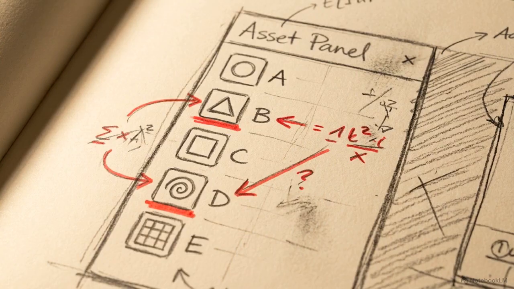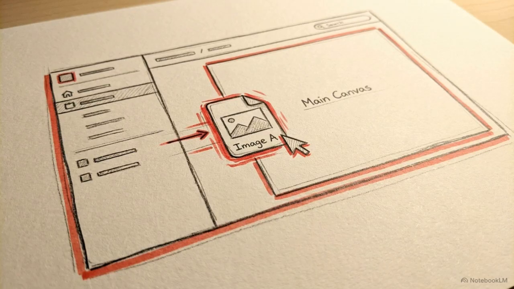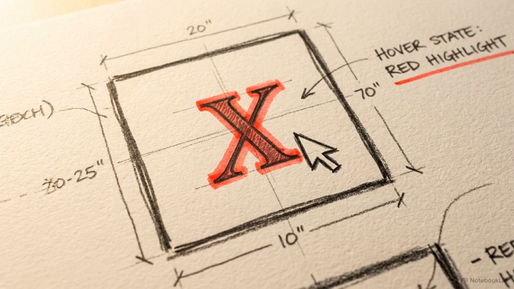Step 1. Import your 5 images into the Asset panel. Once loaded, drag image A onto the main canvas. This will be our starting frame. Next, we need a way to track the user's taps.